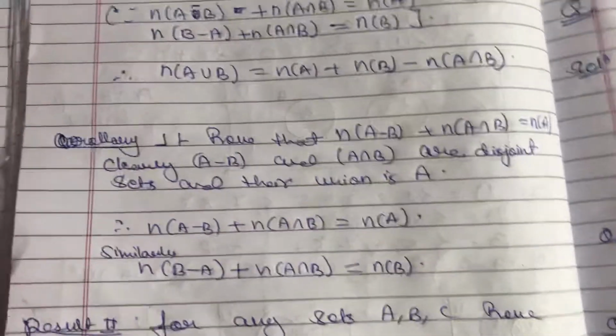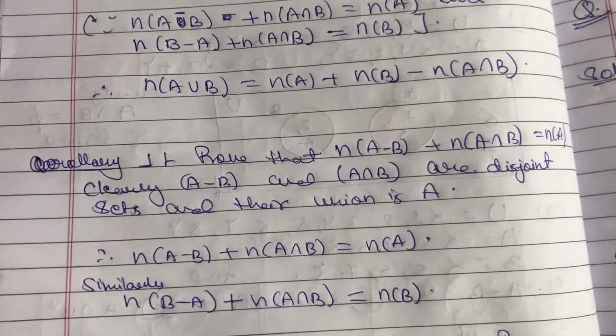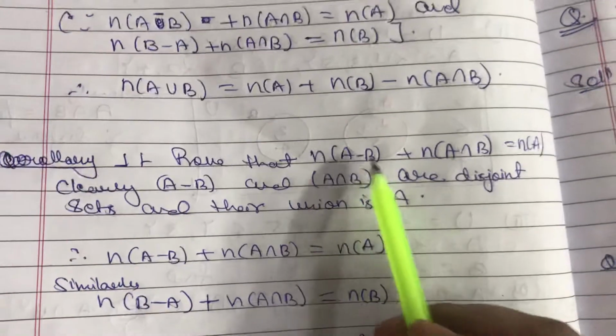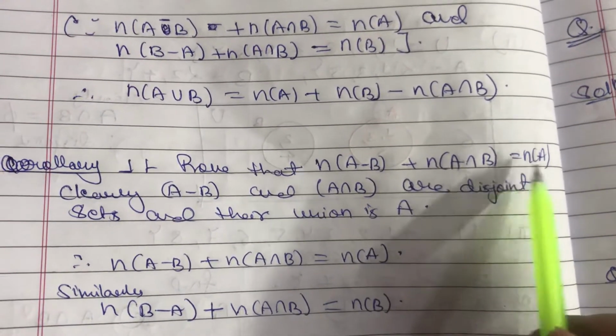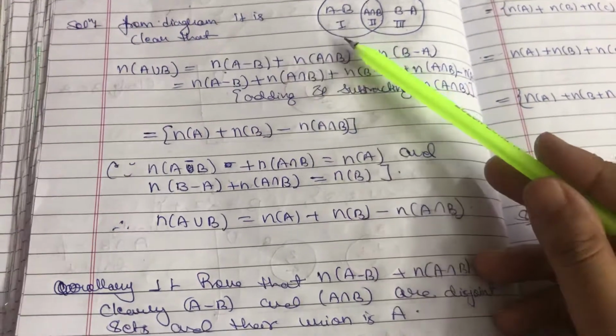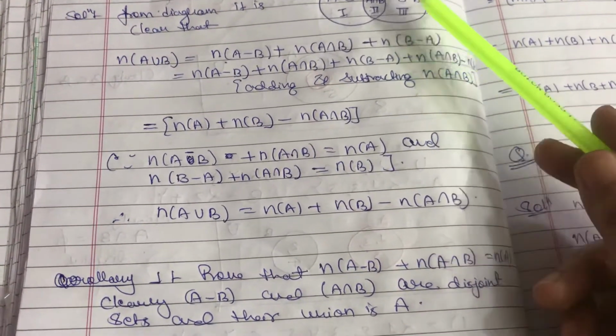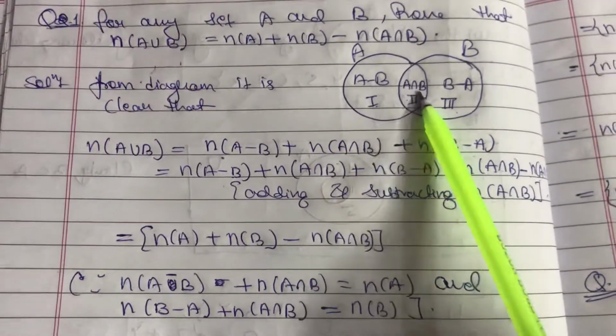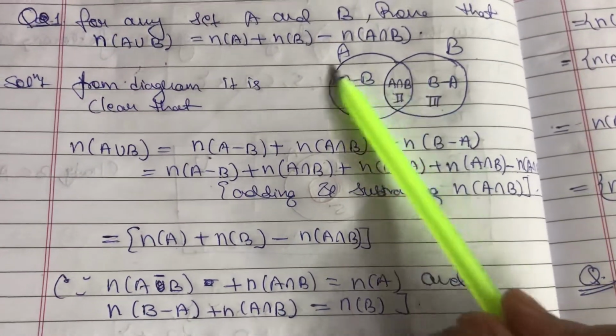Now, another question is this corollary based on the above proof, that n(A minus B) plus n(A intersection B) is n(A). This is clear from the above diagram, that A minus B and A intersection B are disjoint sets. Right? They are disjoint sets, there is no common portion, and their union is only set A.